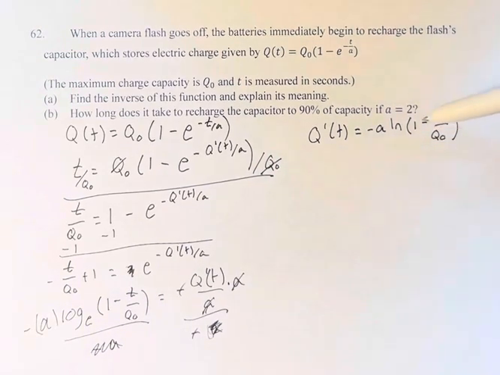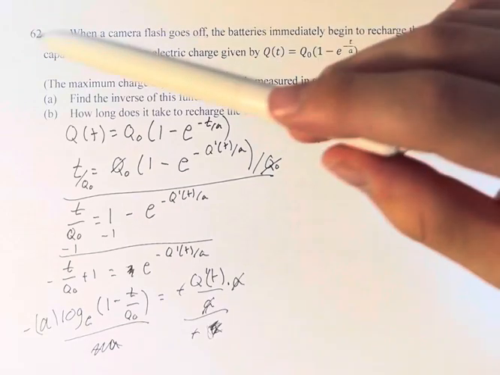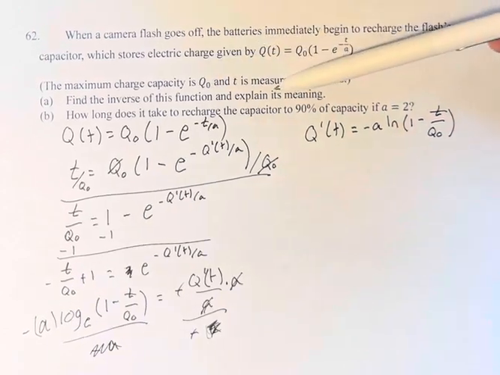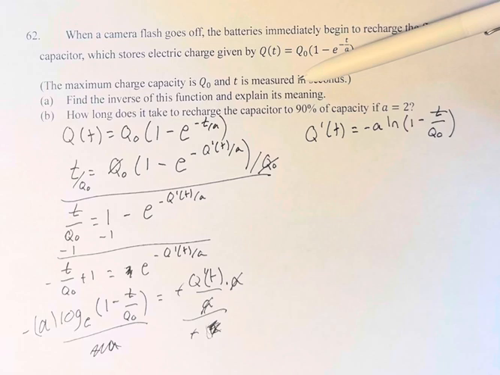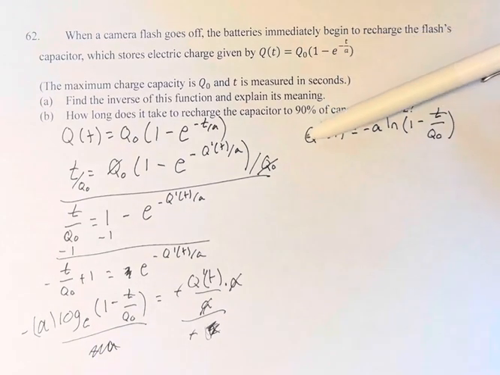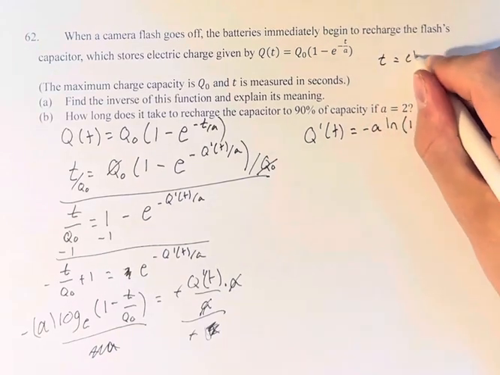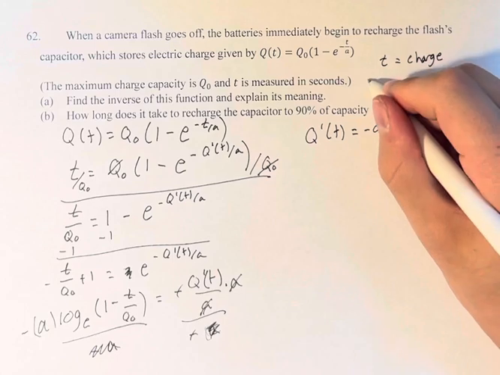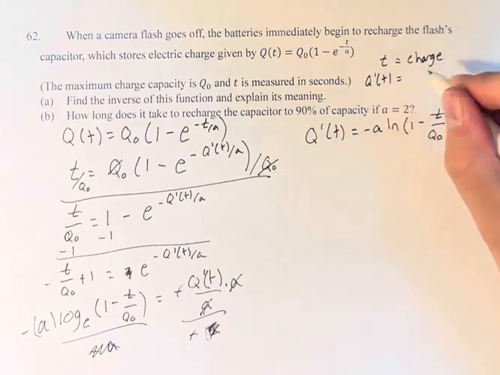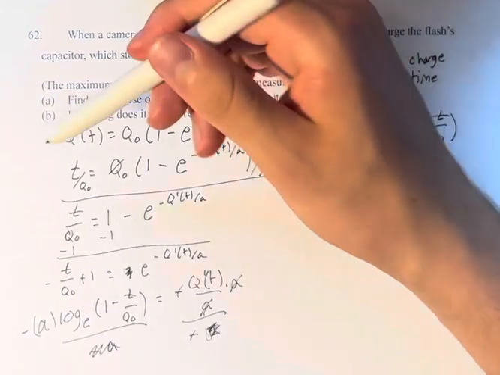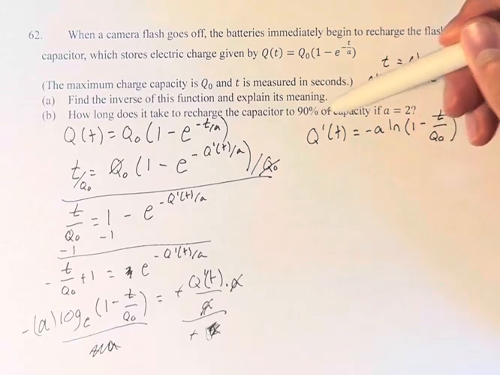What does this mean? Well, the original function represents charge in terms of time. So here, this is time in terms of charge. So t here in this new function equals charge, and q inverse, this inverse function, is the time at which this charge occurs. So how long does it take to recharge the capacitor to 90% of capacity?